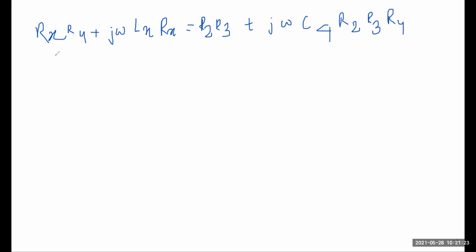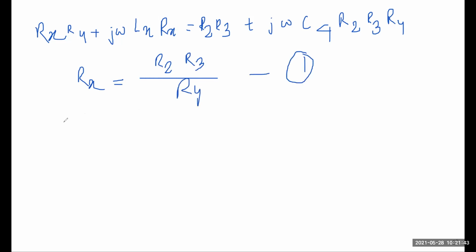Now we again have to segregate the imaginary and the real part. From that we can get Rx equal to R2 R3 divided by R4. So this is my equation number 1. Okay, my unknown resistance is done. Now come to the unknown inductance, that is Lx. It will similarly be R2 R3 C4. This I will get as Lx.